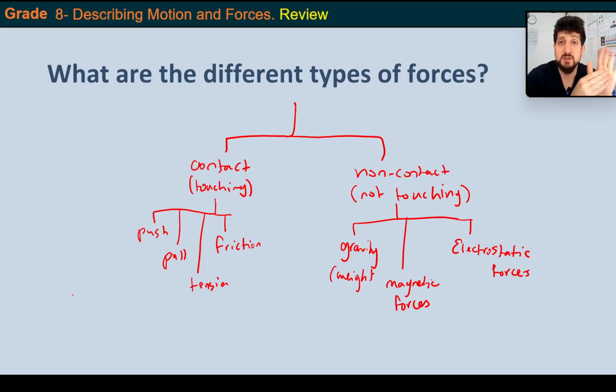And at this stage, I want to say you don't have to explain these. You don't have to worry about explaining these. You just have to be aware of them. So we just want you to know that there are electrostatic forces, magnetic forces, and gravity. And there is friction force, which exists between surfaces, tension, pull, push, that kind of thing. But we don't worry about you explaining each one of these.